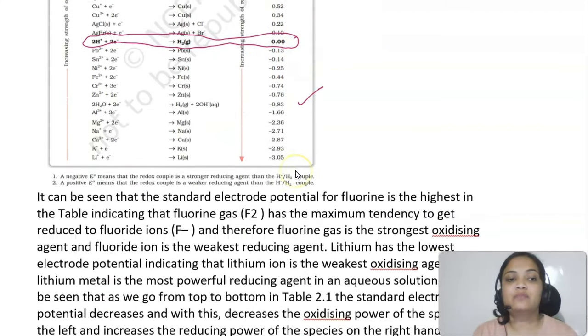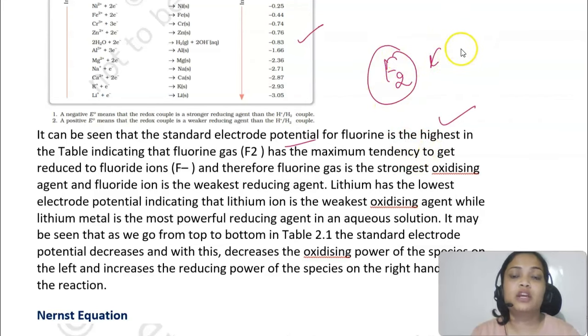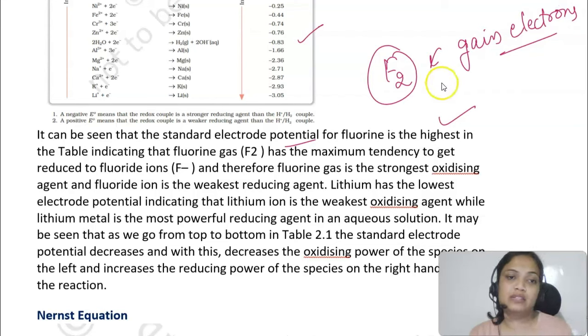Now what does that mean? It means that the standard reduction potential or electrode potential for fluorine is highest, meaning fluorine has the maximum tendency to gain electrons. I am talking in terms of gaining and losing electrons so that it becomes easy for you to understand. Otherwise they have given that fluorine gas has a maximum tendency to get reduced. That's the same thing, gain electrons or get reduced to give fluoride ions.